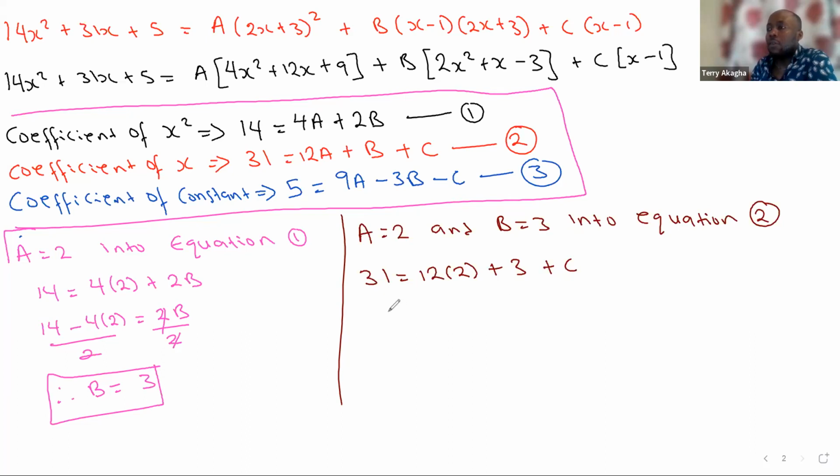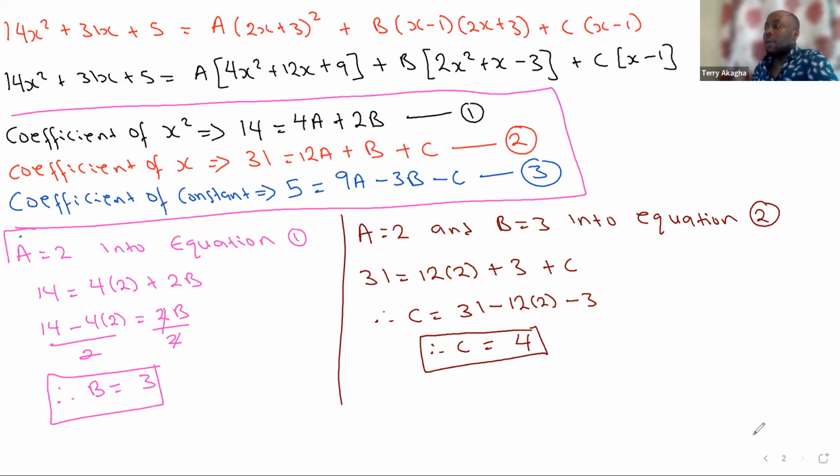All right. So therefore, my c now, I'll take everything to the other side. It's going to be 31 minus 12 times 2. Take this to the other side, minus 3. And if you do that correctly, your answer for the c will be 31 minus 24 minus 3. And that will give you what? 4. So my c is equal to 4. So I've gotten everything I need. I found my a, I found my b, and I found my c.